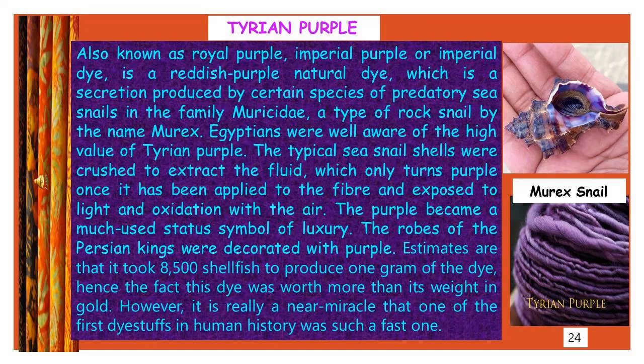The robes of the Persian kings were decorated with purple. Estimates are that it took 8,500 shellfish to produce 1 gram of the dye. Hence the fact this dye was worth more than its weight in gold. However, it is really a near miracle that any of the first dye stuff in human history was such a fast dye.